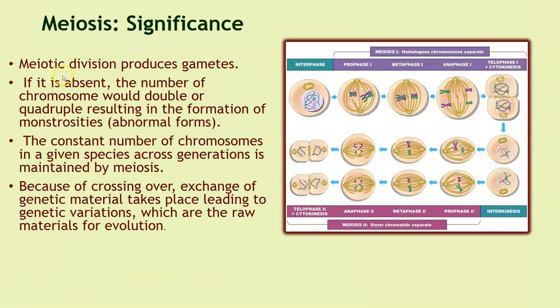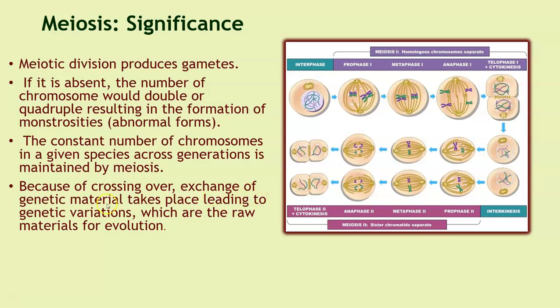Significance of meiosis: meiotic division produces gametes. If it is absent, the number of chromosomes would double or quadruple, resulting in the formation of monstrosities, that is, abnormal forms of organisms. The constant number of chromosomes in a given species across generations is maintained by meiosis.